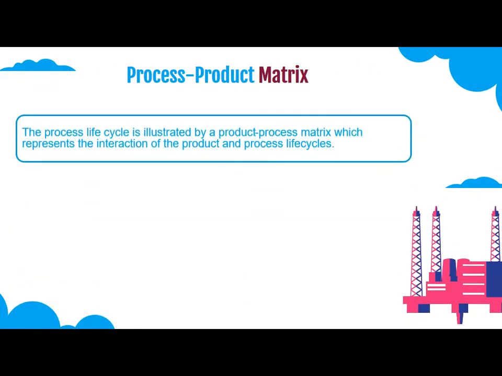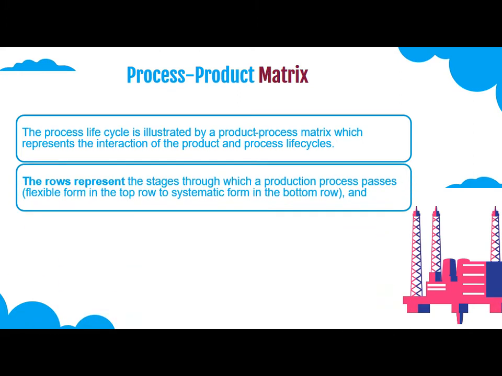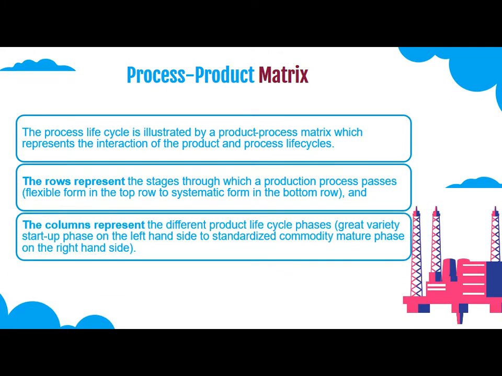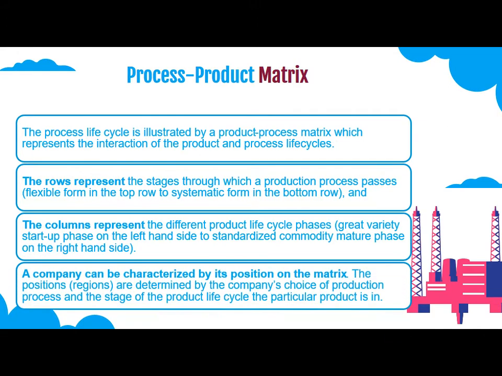Process product matrix. The process life cycle is illustrated by a product process matrix, which represents the interaction of the product and process life cycles. The row represents the stages through which a production process passes, that is flexible from the top row and systematic form in the bottom row. The column represents the different product life cycle phases, that is great variety startup phase on the left-hand side to standardized commodity mature phase on the right-hand side.